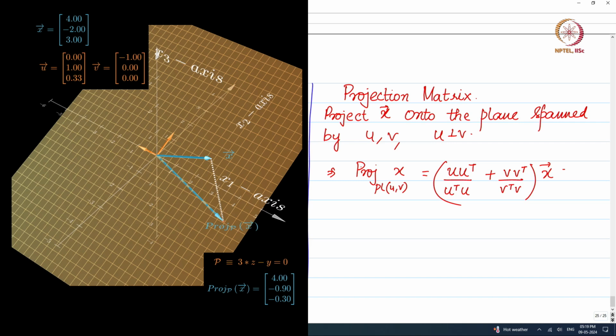So the question is, check if u u transpose divided by u transpose u plus v v transpose divided by v transpose v is symmetric and idempotent.